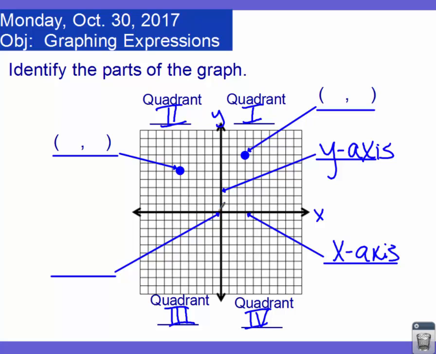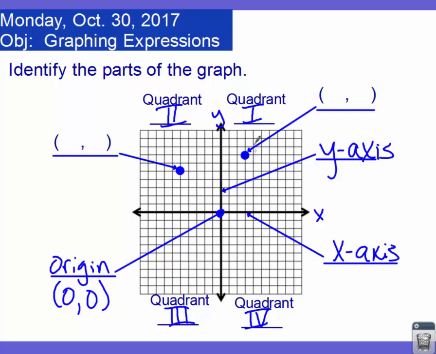Where those 2 axes meet is a very special point. This one right here is called the origin. This is the origin because this is where everything originates. And it does have a location. Its location is 0, 0. That is its address.